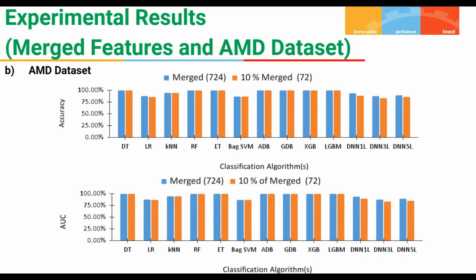Coming to the AMD dataset, decision tree, random forest, extra trees classifier, and all the boosting algorithms have achieved nearly 100% accuracy for both 724 and 72 features. This can be seen in the AUC as well. Decision trees, random forest, extra trees, and all the boosting algorithms have achieved nearly 100% AUC for both before feature reduction and after feature reduction.